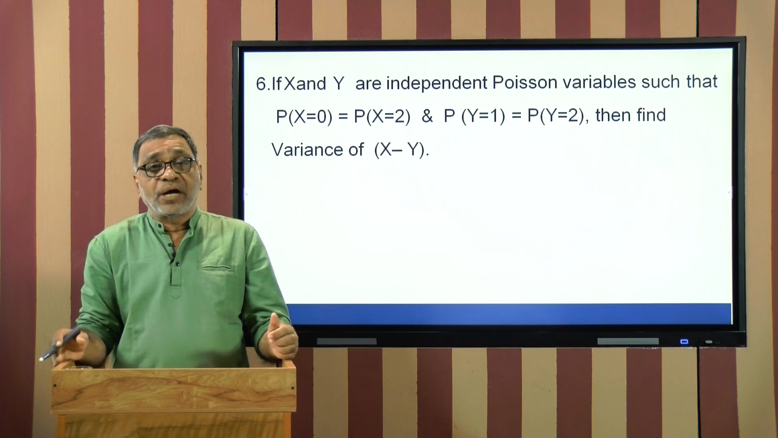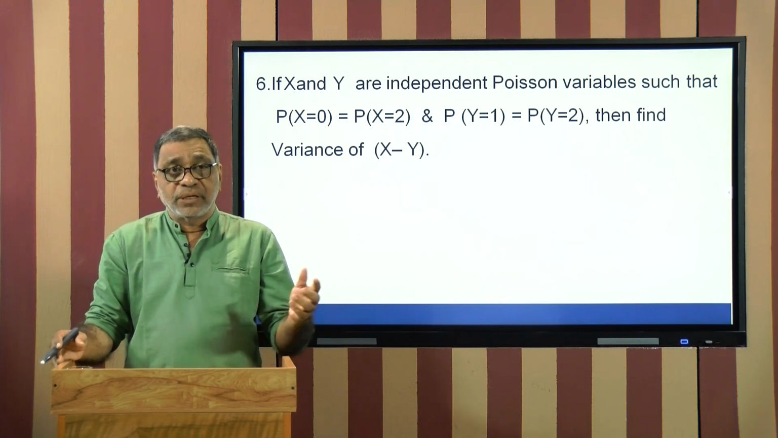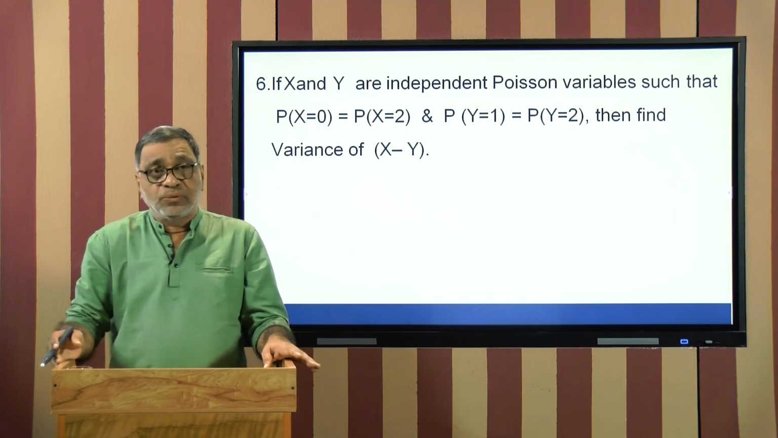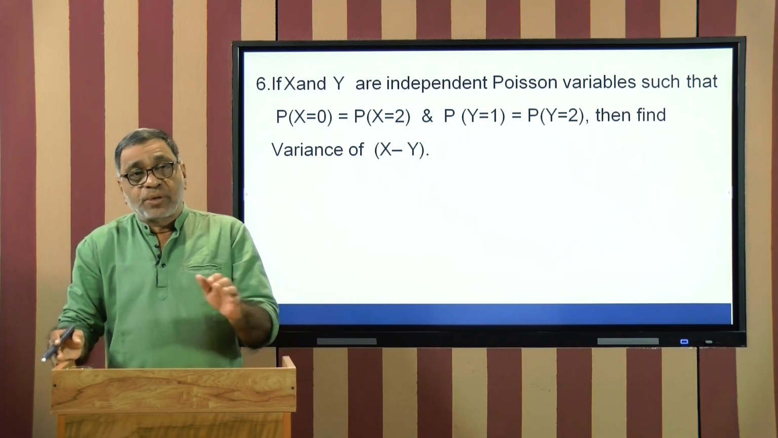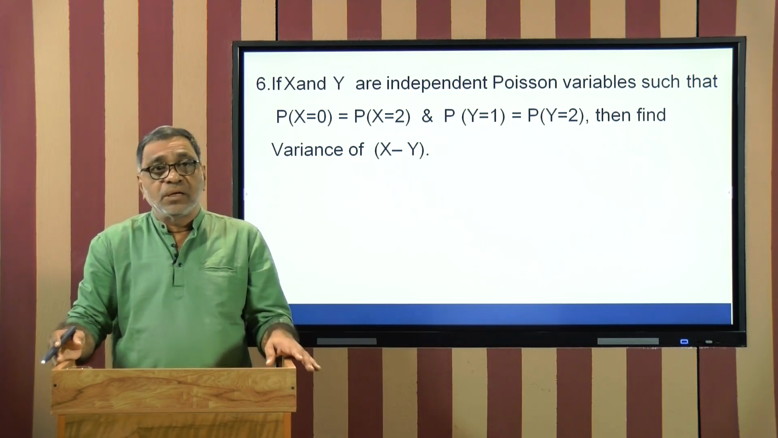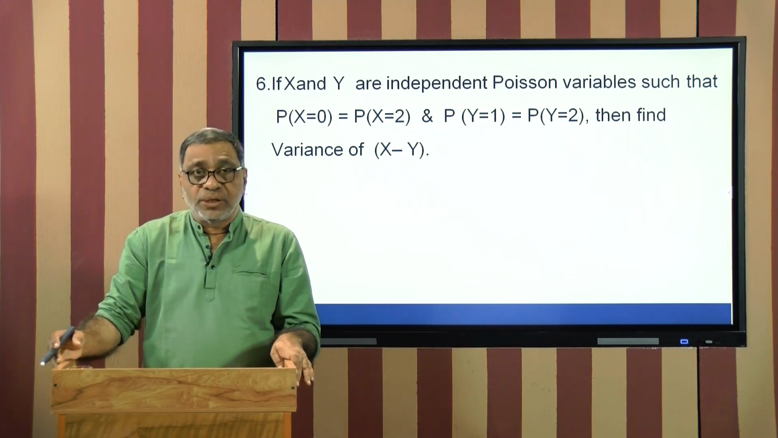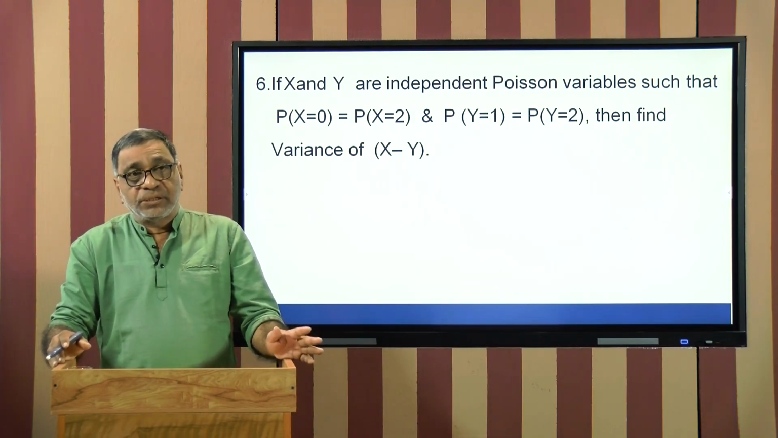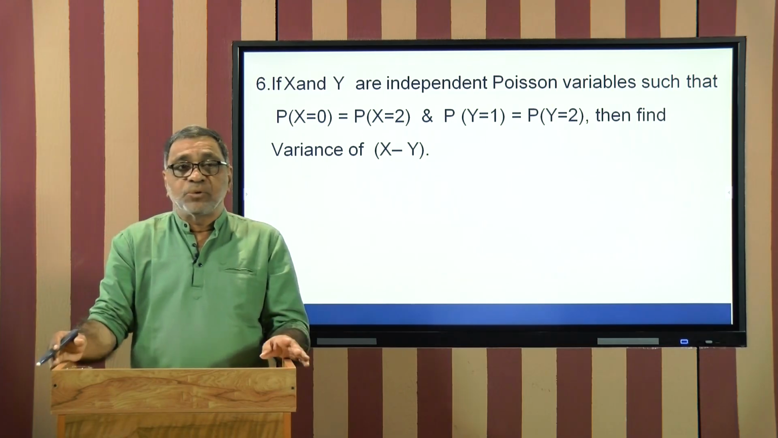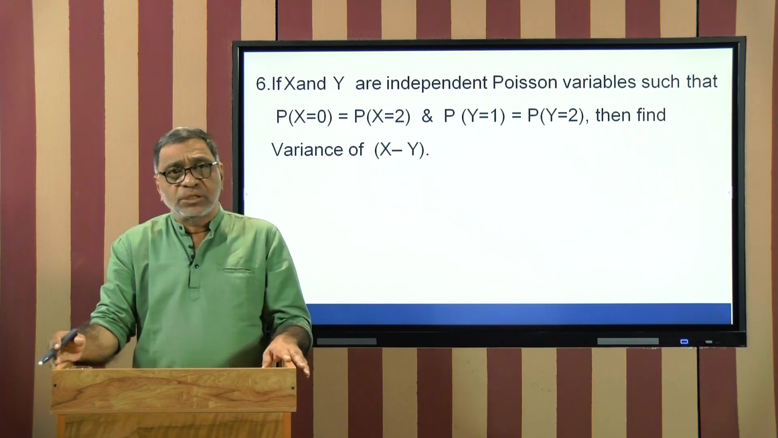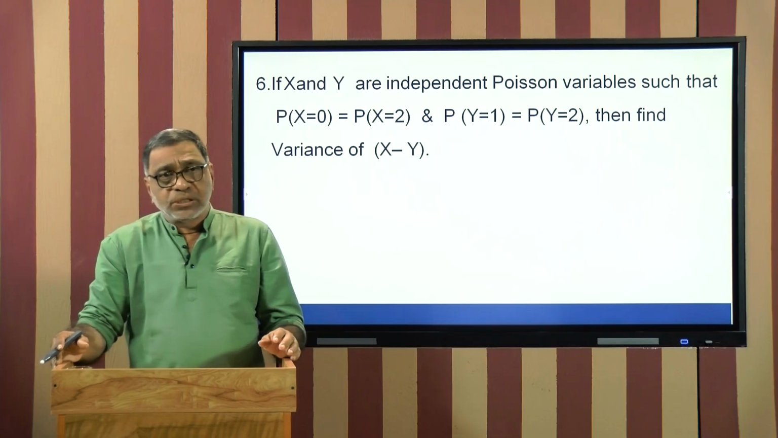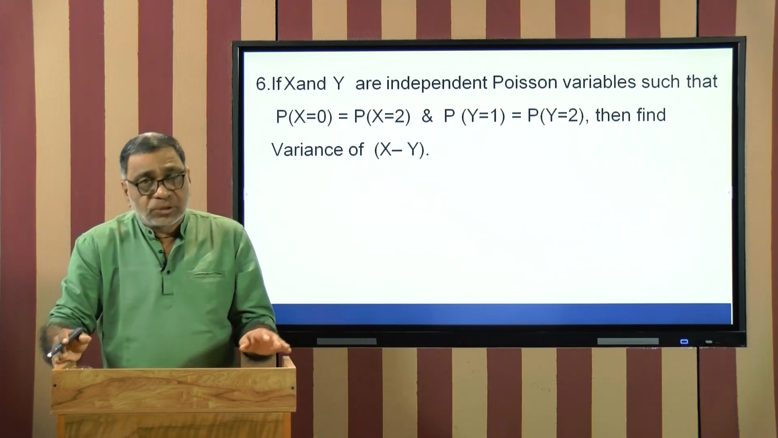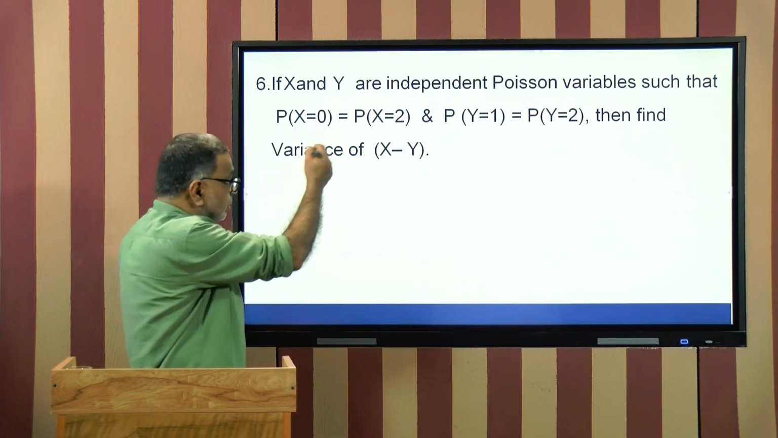So, first of all we have to find the parameter value of x. If x is a Poisson random variable, you find the parameter value lambda, and y is also a Poisson random variable, so you have to find the parameter value corresponding to y. Then after getting the values of the parameters of x and y, we are in a position to find the variance of x minus y, or mean of x minus y, or moment generating function of x minus y, etc. And how is this simplified?